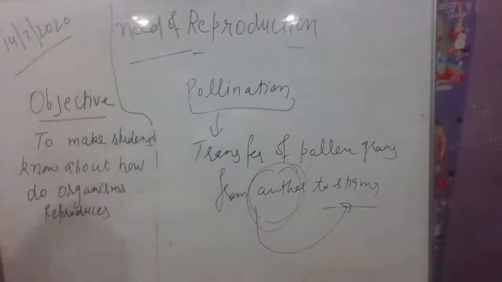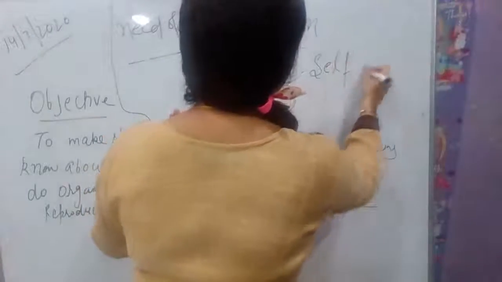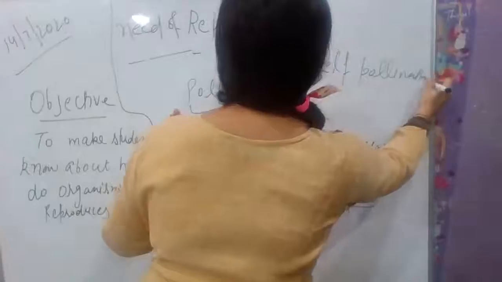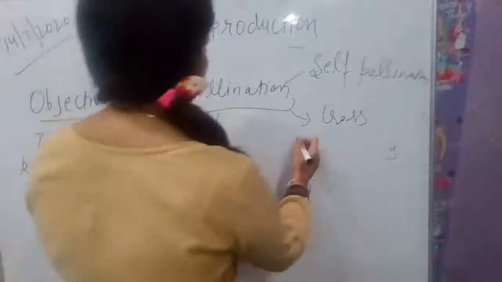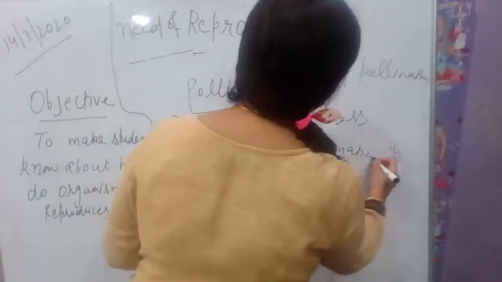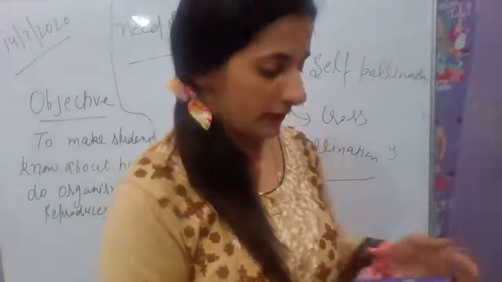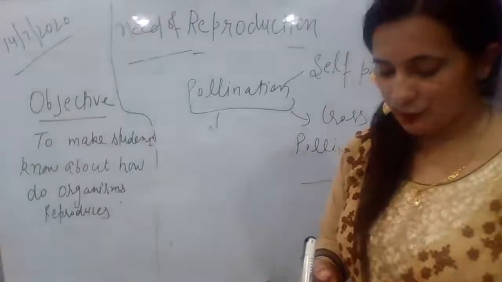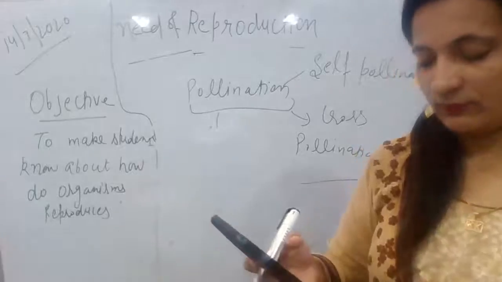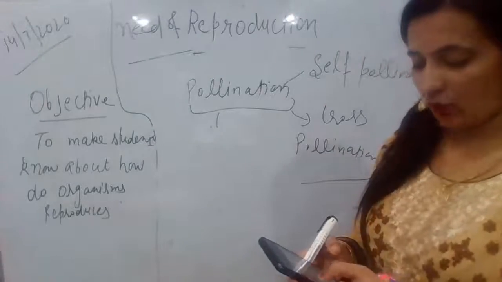So बच्चे, pollination is a transfer of pollen grain from anther to stigma. It is of two types: self-pollination and cross-pollination. Hanji beta, Push, Puneet, whosoever is present, please tell me what is the difference between self-pollination and cross-pollination. Yes, beta Muskan, what is the difference between self-pollination and cross-pollination?